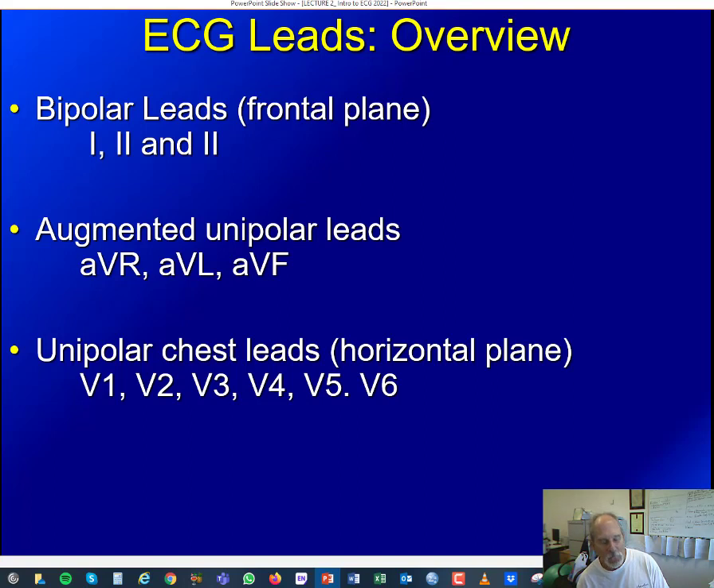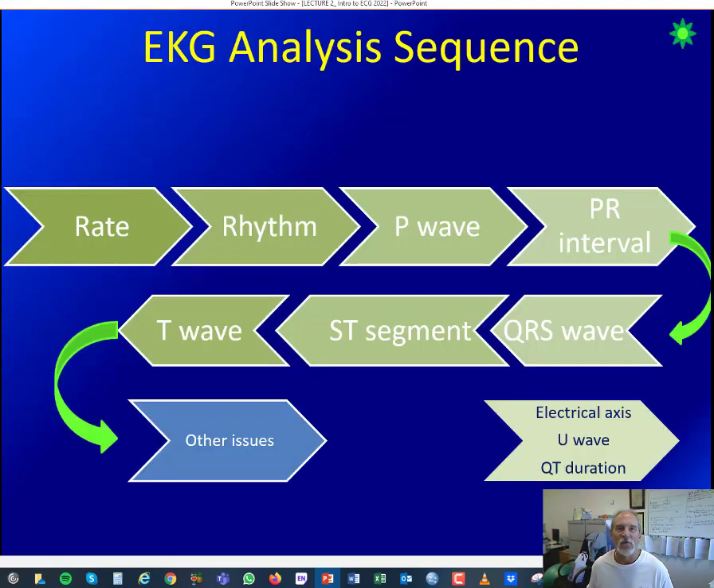So overview. So remember, you've got bipolar leads. They're in a frontal plane: lead 1, lead 2, lead 3. You've got the augmented unipolar leads: AVR, AVL, AVF. And then you have the 6 chest leads: V1 to V6.